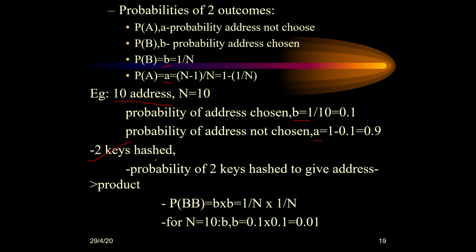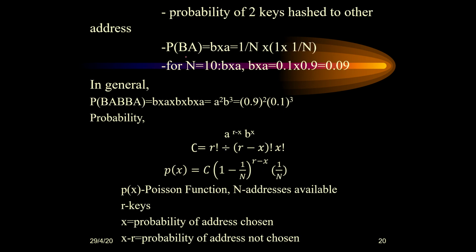And again I am considering another case, like if two keys are hashed, whether they are assigned properly to their home addresses. For that I am calculating the probability of B and B, that is the probability of placing these two keys inside the home address, P of B and B. So it is B into B, that is 1 by n into 1 by n, that is equal to 0.7. And the next case is considering that one is placed successfully in the home address and one is not placed. That is P of B into A. So that is 1 by n into 1 minus 1 by n, and so we get 1.9.